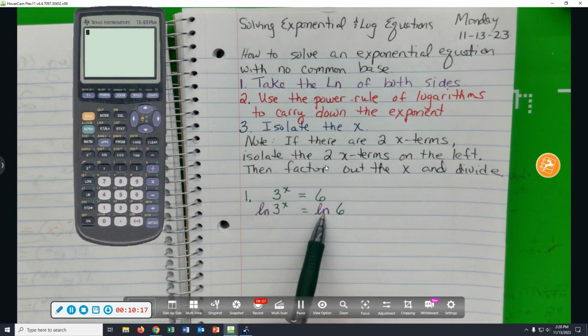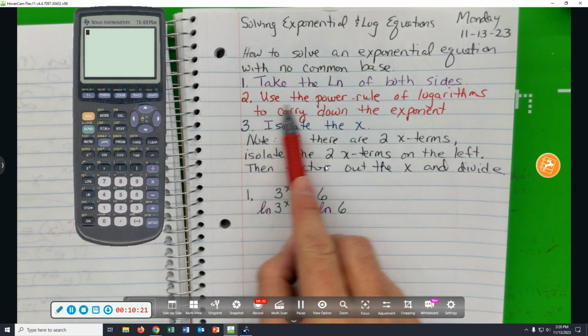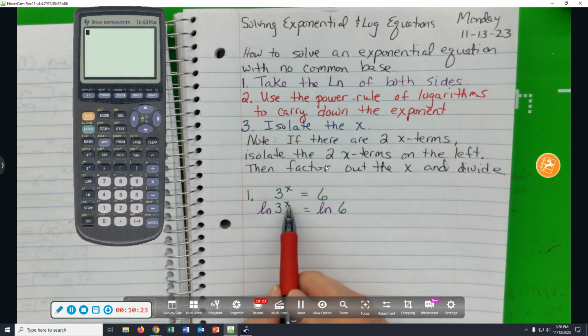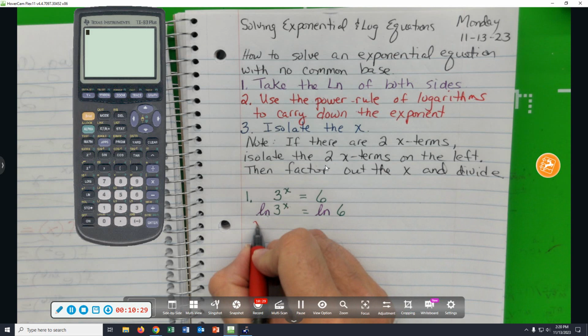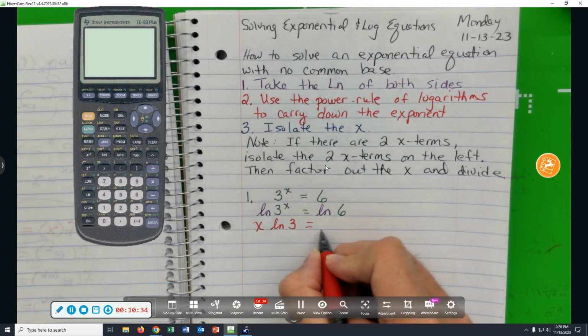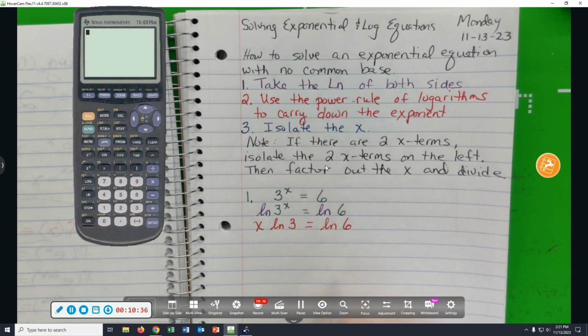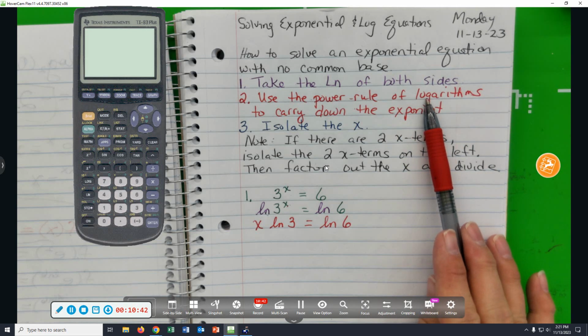Okay, so that was step 1, what I did in purple. Step 2, use the power rule. Remember with logarithms, if you have an exponent at the end of the argument, you can move it down in front. So we have x ln 3 equals ln 6. That was the carry down the exponent.